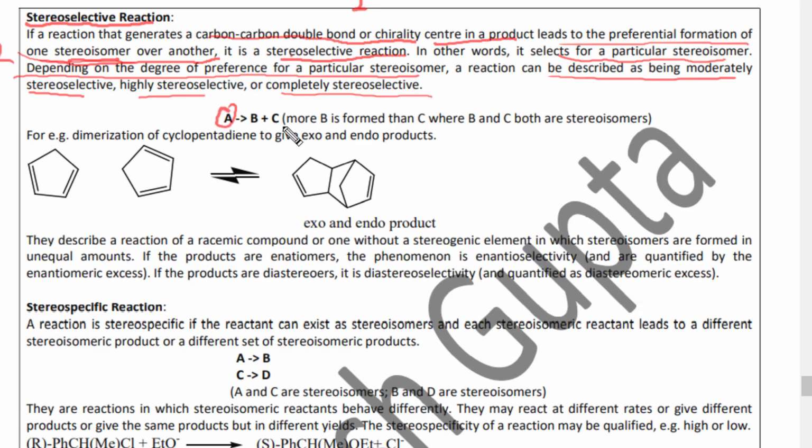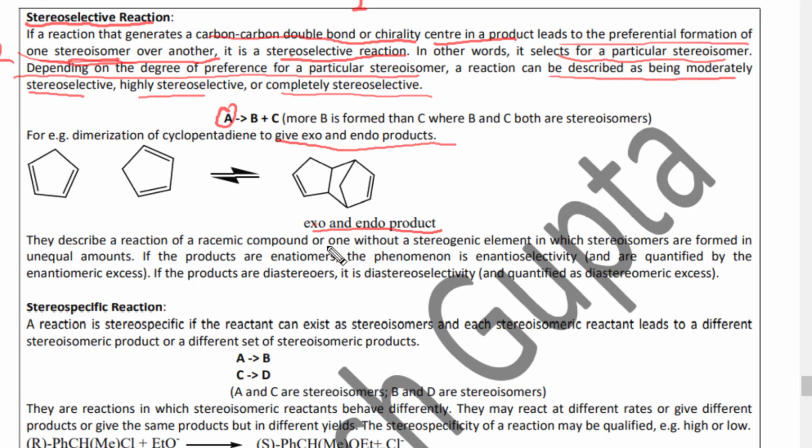So here we have an example. From A we are getting B plus C. So two stereoisomers are formed. More B is formed than C, where B and C are stereoisomers. So for example, dimerization of cyclopentadiene gives exo and endo products. So we are getting both of them, exo and endo, right? Both stereoisomers are being formed.